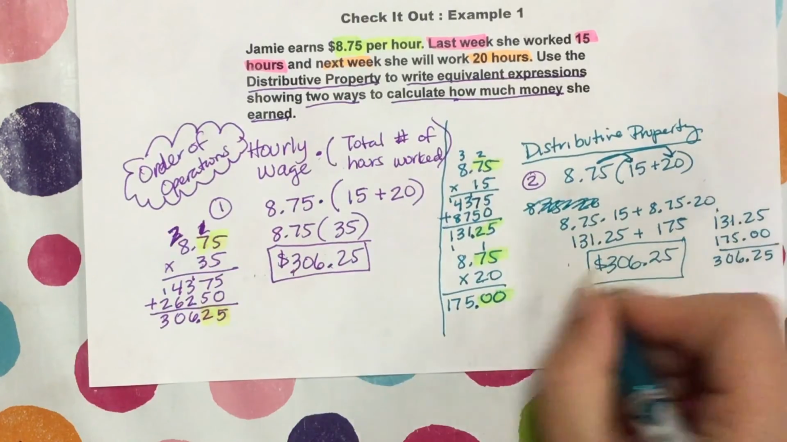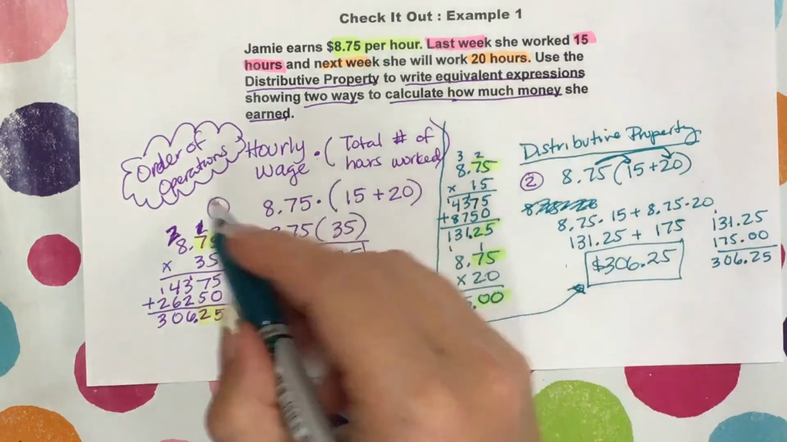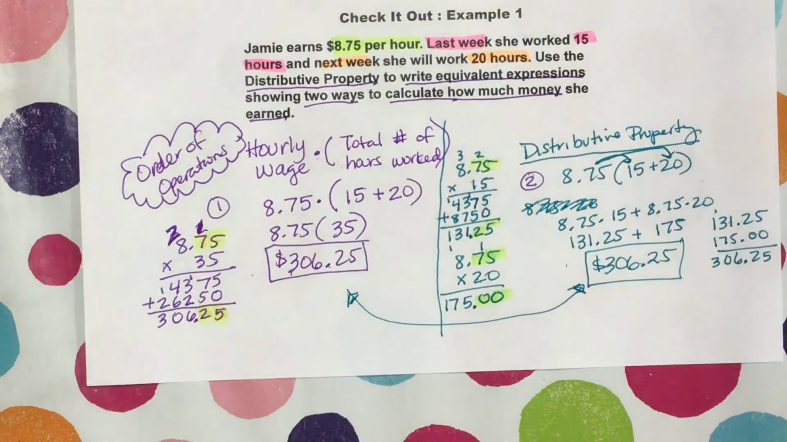Which is the same thing we got over here. So if you did that and you did it all correct with method 1 using order of operations and method 2 using the distributive property, great job, and we will see you next time with example 2.